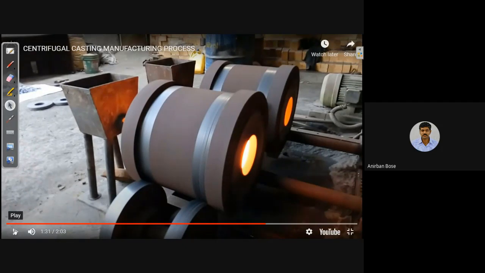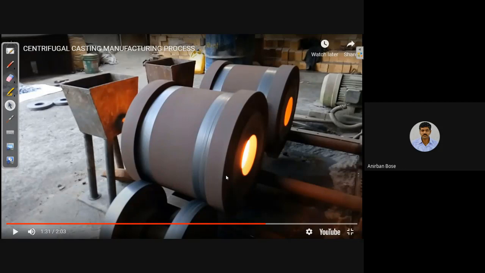In this process, initially the liquid metal is fed into the center of this rotating mold, and this is a permanent mold, as you can see, and it is rotating at a very high speed. So when the liquid metal is fed through the center, it will gradually go around the circumference because of the centrifugal action.